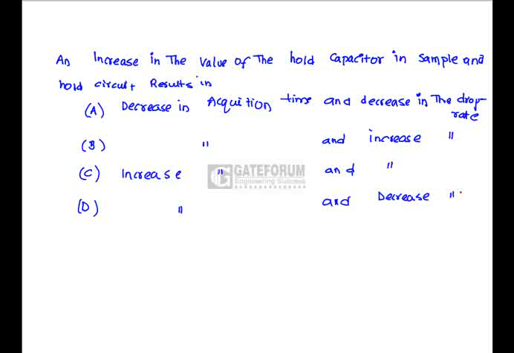See, if we increase the hold capacitor value, the time constant is going to increase, which will increase the acquisition time, and which will decrease the droop rate. That means option D is correct.